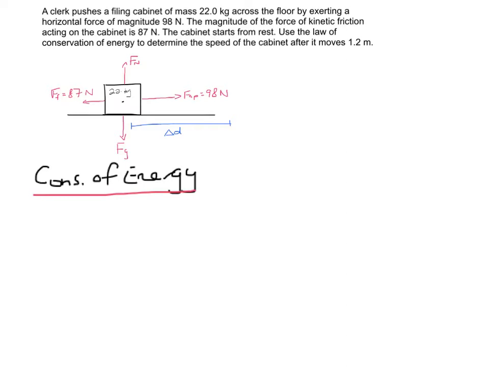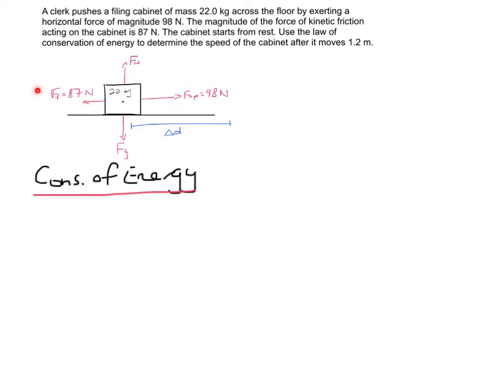First of all, let's analyze what's happening. The 22 kilogram filing cabinet right over here: we do have a normal force acting up, a force of gravity acting down. These two, as you all know, must be balanced since the cabinet does not accelerate up or down. But we know that this clerk is pushing with a force of 98 newtons in the forward direction, and there's a force of 87 newtons of friction acting in the direction opposite to that of slippage.